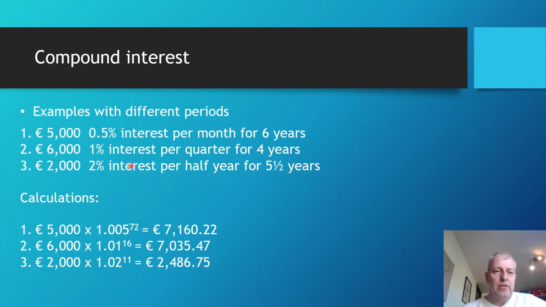The second one, 6,000 euros, 1% per quarter. 4 quarters per year, so 4 years is 16 quarters, which gives us 7,035.47 euros. And the last one, 2% per half year, 5.5 years is 11 half years. So hopefully you got it right. And my tip to you is, if you don't know how to do this, just punch in your calculator 0.5 divided by 100, 1 divided by 100, 2 divided by 100, and all plus 1. Yes, and try to get the periods right. So hopefully you got it now.